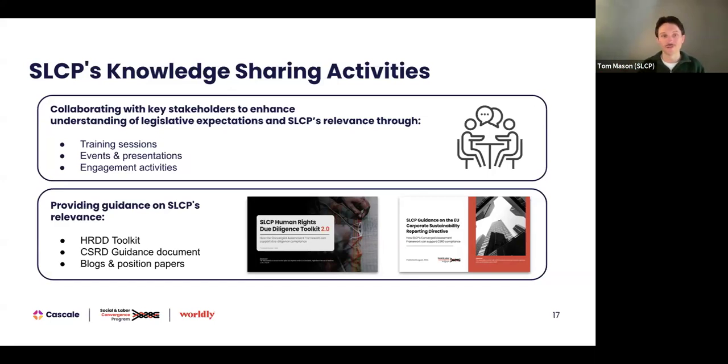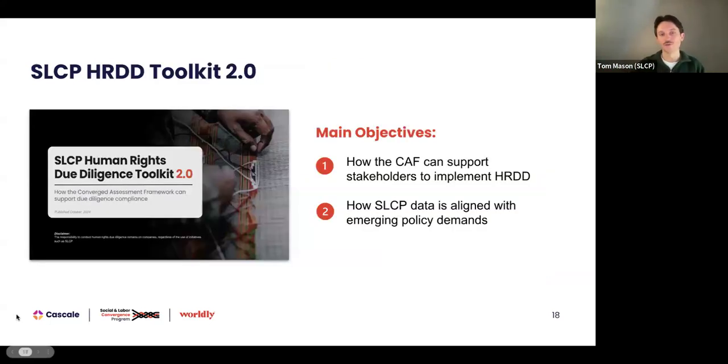What we also do is make sure that on the legislative requirements, we're also training and building knowledge in the context of our staff and our broader signatory base as well. So with this, we've developed guidances on relevant pieces of information, including the HRDD toolkit, the CSRD guidance document, and various blogs and position papers, which all cover in much more detail information needed to understand legislation. But what I'm going to do now is jump firstly into the HRDD toolkit, which we've excitingly relaunched only a couple of weeks ago.